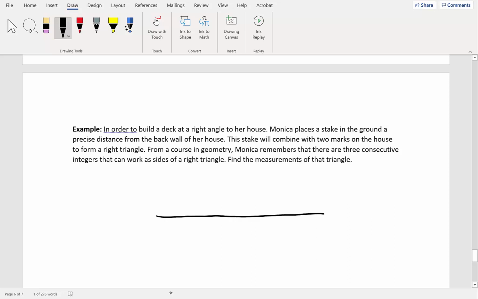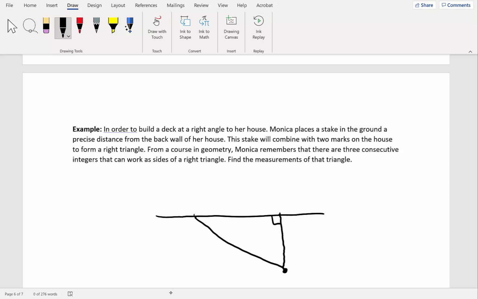Okay, so let's say this is the back of Monica's house, the back wall of her house. And then it says this stake, so she places a stake in the ground a precise distance from the back wall. So let's say this is our stake. And then it says this stake will combine with 2 marks on the house to form a right triangle. Okay, so let's say we have this mark and this mark. Let me make that mark a little bit straighter since it's supposed to be a right triangle. Okay. So the stake combined with the 2 marks on the house, and now we have this right triangle.